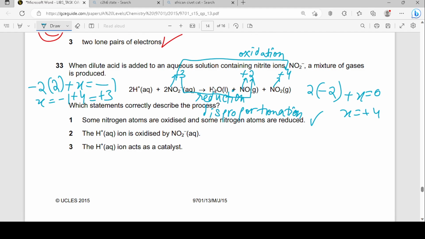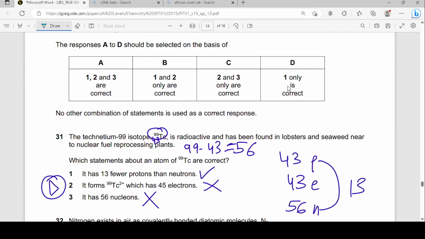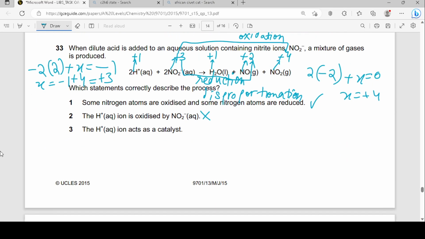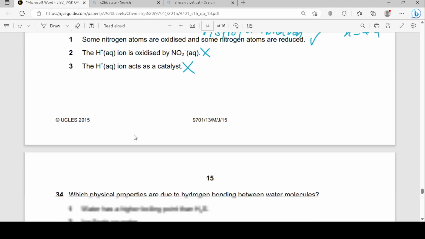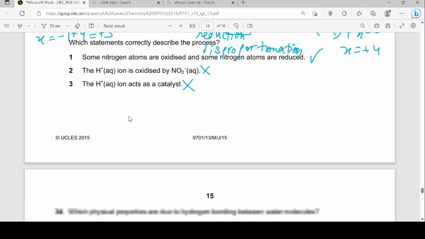The statement that H plus aqueous ion is oxidized by NO2 minus aqueous: as I told you before, H over here has +1 oxidation state, and over here as well it's +1. So H plus is not oxidized or reduced at all, so this is wrong. If 2 is wrong, 3 must be wrong as well because of my options. The H plus aqueous ion acts as a catalyst. That is wrong because if it was a catalyst, either H plus should be on both sides or it should not be included, because a catalyst is unchanged by the reaction. It looks like it's a reactant here. I mean, it's right, it's just not a catalyst. Alright, so the answer must be D.